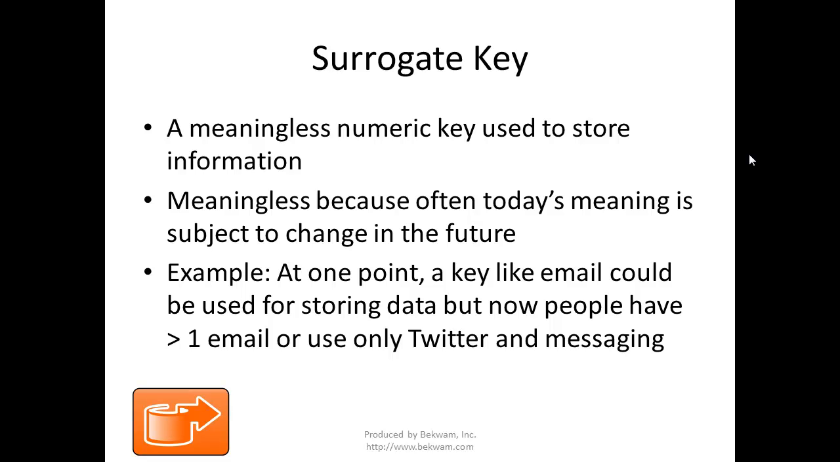As an example, today an email may be a very good identifier. In the future, when people don't use email or they have multiple emails, they might opt for another key, in which case that original one will have lost its meaning. Well, the data will still be there. It'll be under the surrogate key.